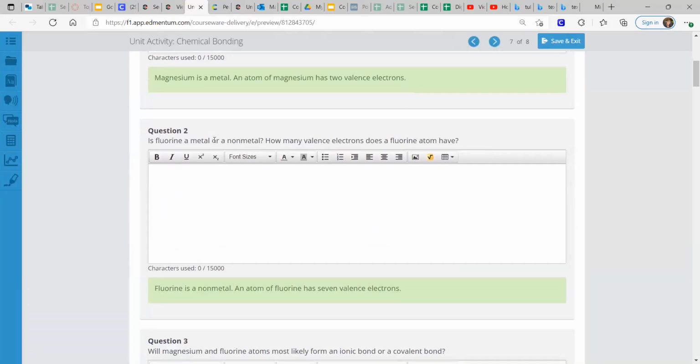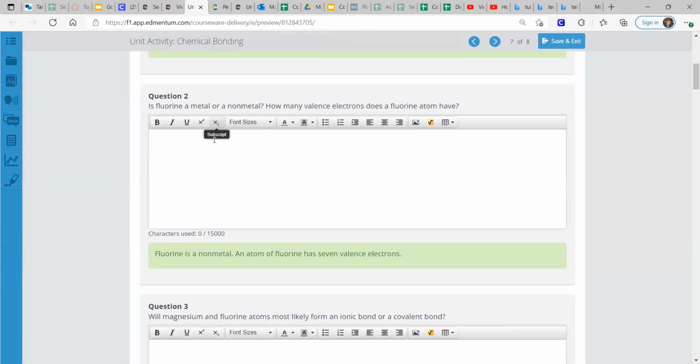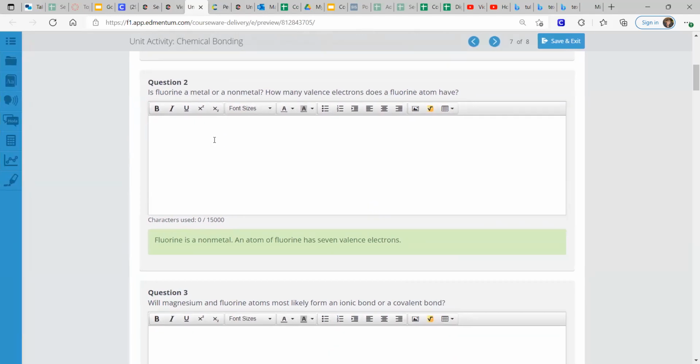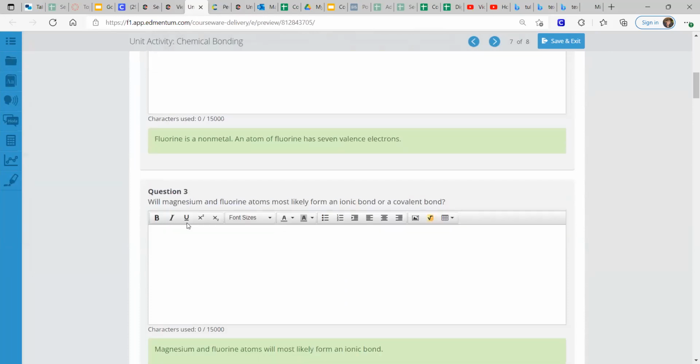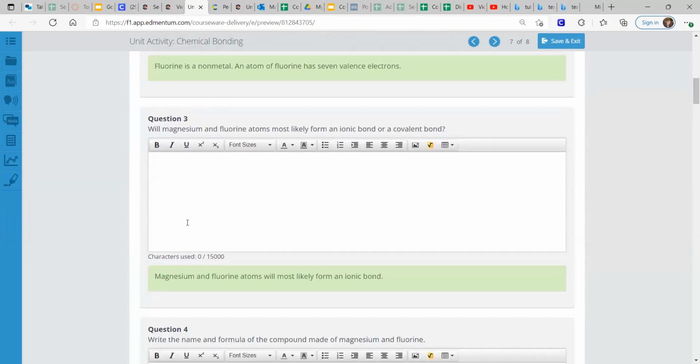Magnesium is in group 2. It has 2 valence electrons. Fluorine is a non-metal, and it is in group 17, so it has 7 valence electrons. Will magnesium and fluorine atoms most likely form an ionic bond or a covalent bond?